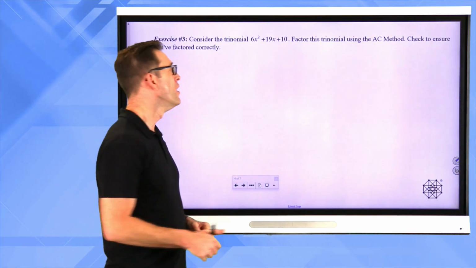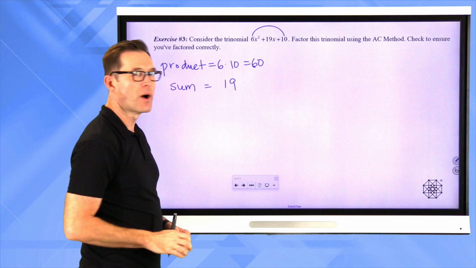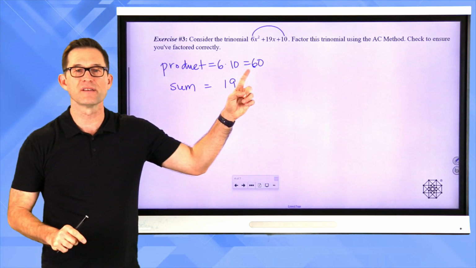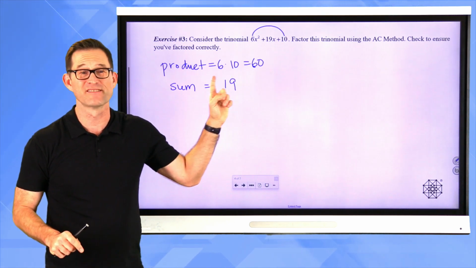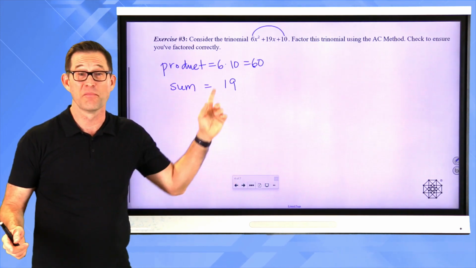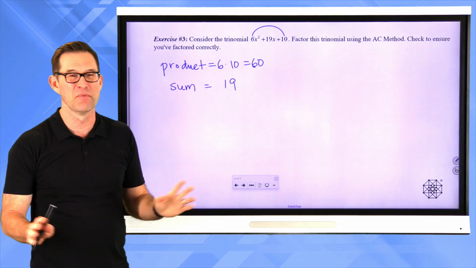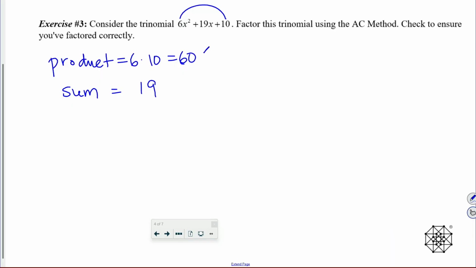All right, so first thing I want to do is find the product of 6 and 10. So 6 times 10, and that's 60. I want a sum that's equal to 19. So I'm looking for two numbers whose product is 60 and whose sum is 19. And they're not 6 and 10 because 6 plus 10 is 16 and I need 19. It would be great if it were just these two numbers again, but it's very rare that that will ever happen.